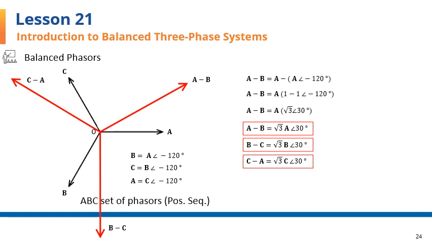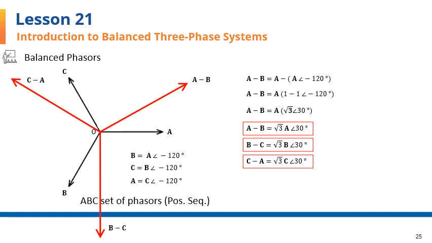By the way, for a negative sequence set, the magnitude of the difference is still square root of 3 times magnitude of the ABC phasors. But the angle is negative 30 degrees in these equations. So if this were to be a negative sequence set, these 30s will turn into negative 30 degrees. Same here and same here. This is an important difference between the two systems.